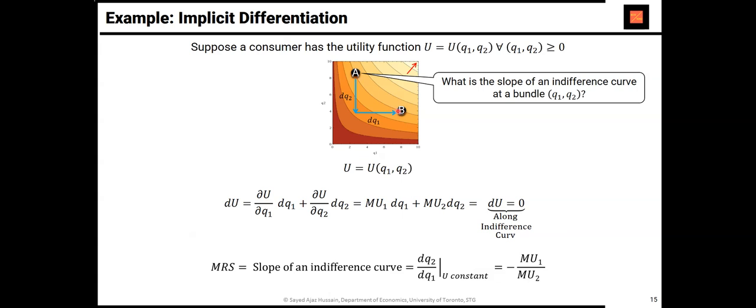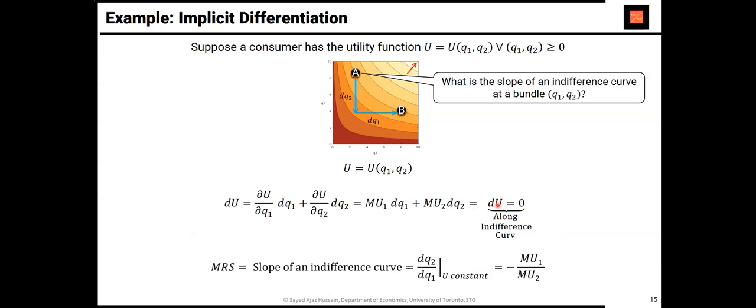Can I use that to get a rule for the slope of an indifference curve? Yes, I can. Here's the utility. Change good one and good two slightly, and compute the change in total utility. The change in utility is the change in utility due to just good number one times the change in good one, plus the change in utility from the change in good number two times the change in good two. Of course, you know from micro this is the marginal utility of good one, and this is the marginal utility of good number two.